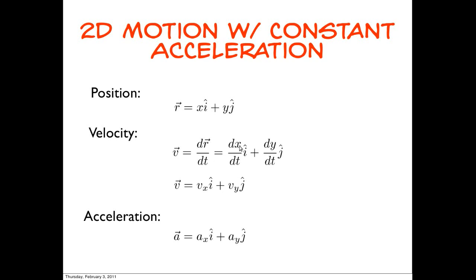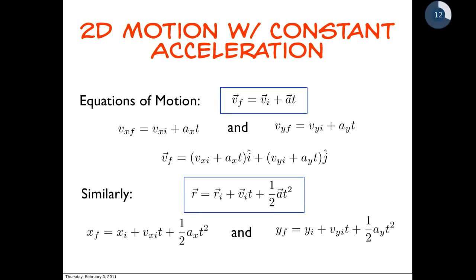So that is really equal to dx by dt in the i hat plus dy by dt in the j hat direction. Or a different notation that we will commonly use is that vector v is equal to v sub x in the i hat direction, so the x component of the velocity, plus the y component of the velocity in the j hat direction. Acceleration follows the same pattern. It's a vector. It has an x component, a sub x, that's in the i hat direction, and a component a sub y, that's in the j hat direction.